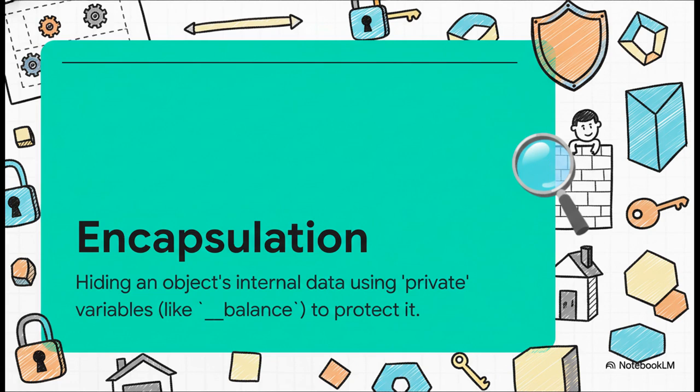Think about a bank account object. You would never want some random piece of code to be able to just reach in and directly change the balance, right? Of course not. So you make that variable private, and you force all changes to happen through controlled methods, like deposit or withdraw. It's like a protective shell, and it's what stops your software from being a fragile house of cards.